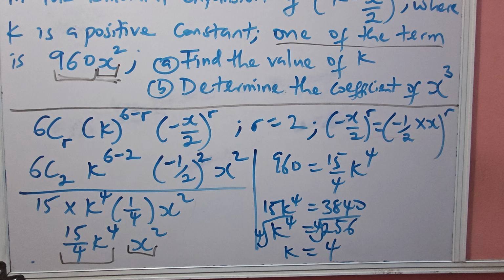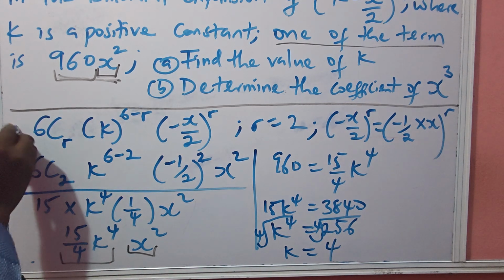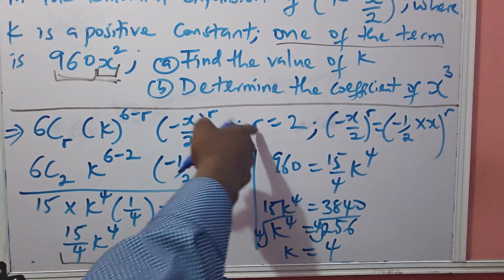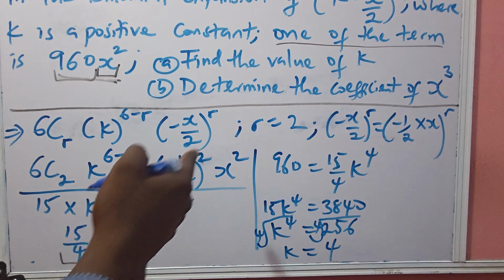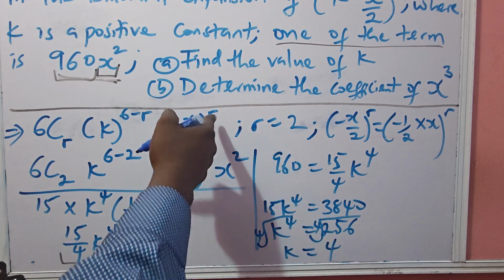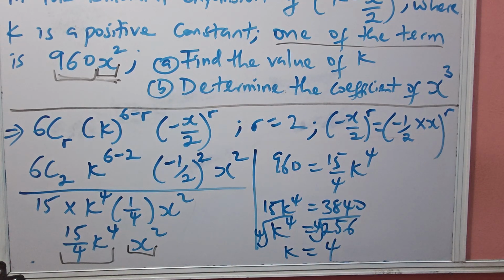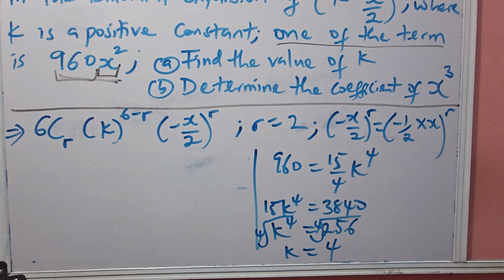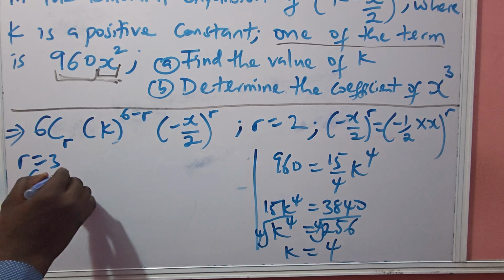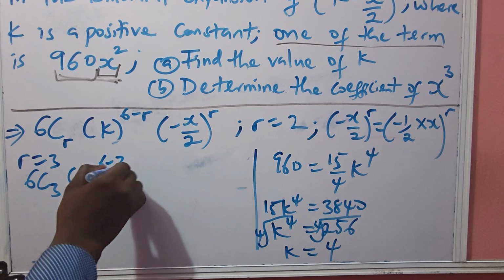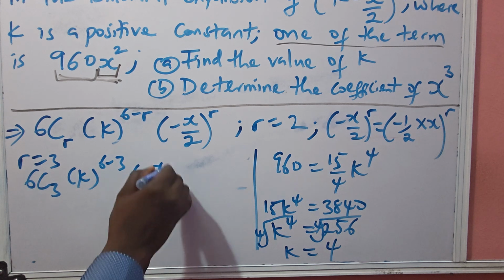So we don't have to expand the whole expression. All we have to do to find the coefficient of x raised to the power of 3 is ask ourselves what the value of r is that is going to produce x raised to the power of 3. I'm sure you agree with me that the value of r should be 3. All right, so fixing the value of r as 3, of course, we have 6 combination 3, k raised to the power of 6 minus 3, then minus x over 2 raised to the power of 3.